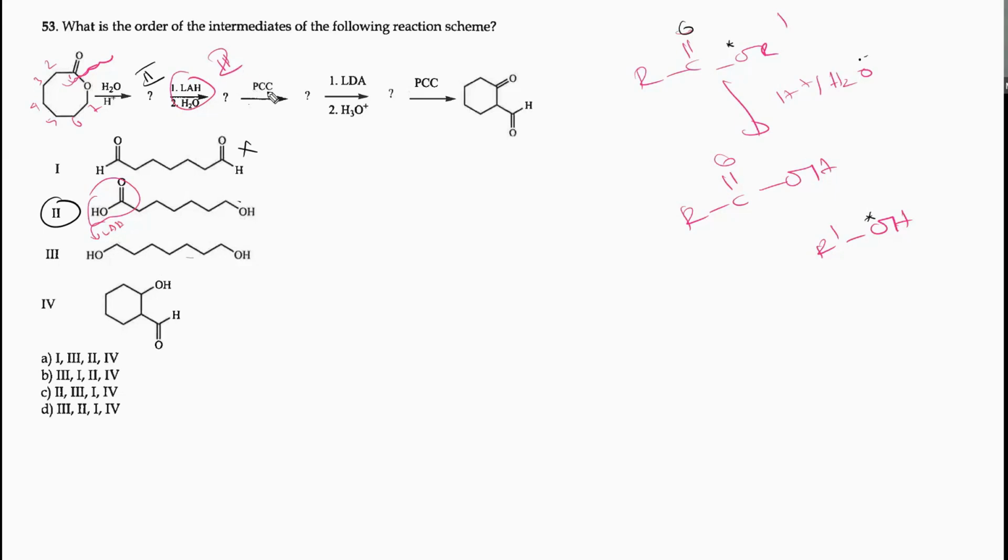Next, you're using PCC. PCC, as we know, converts your alcohol to an aldehyde without making it into a carboxylic acid. So now here we have 1. All right. Now, what is LDA? Lithium diisopropylamide.